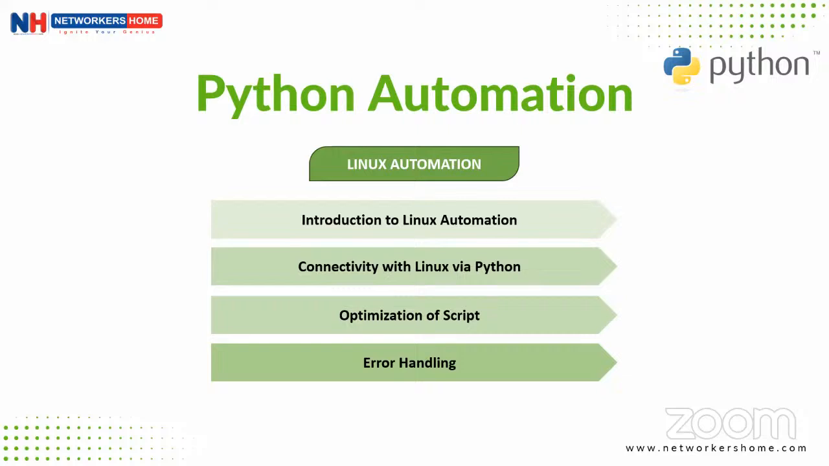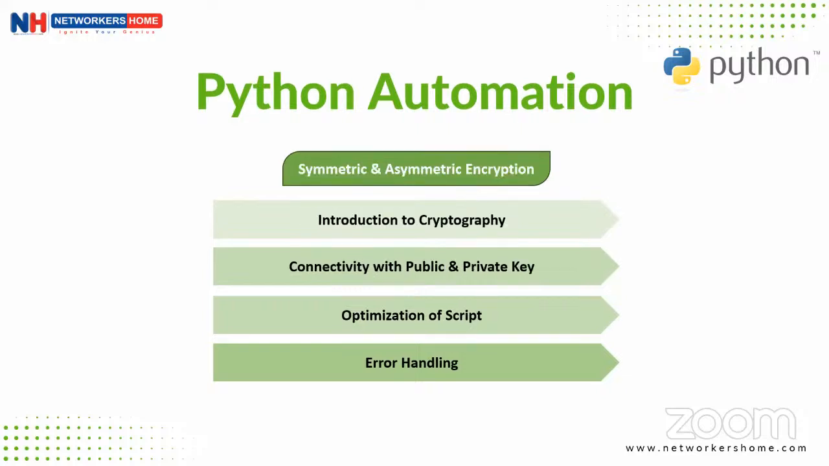Okay. Now, next we'll discuss symmetric and asymmetric encryption. Public-private key authentication will be discussed here, where we will be understanding cryptography, what types of cryptography we have, like symmetric and asymmetric. Inside that, we'll understand the public-private key mechanism, we'll try to connect to different devices like network devices and the Linux environment with public-private key authentication, and we'll optimize those scripts and we'll handle those errors.